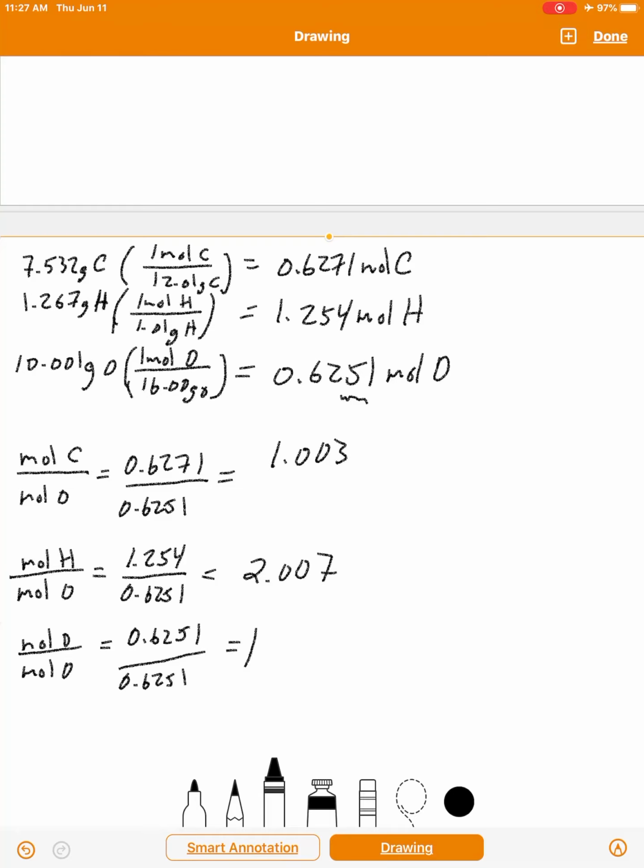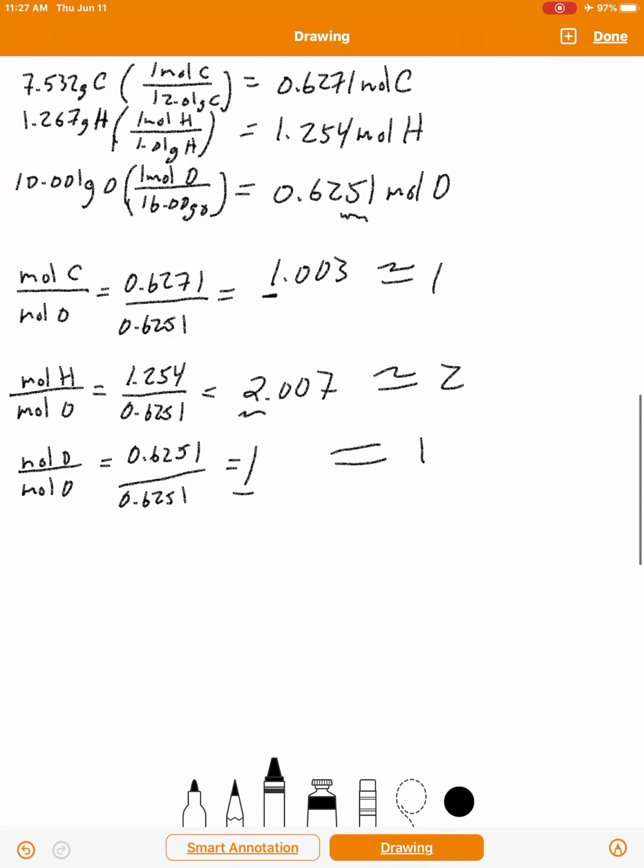Okay, so now here's where you're at. You just essentially round them to whole numbers. We know that the empirical formula should have whole numbers. So we would round this to a 1, this to a 2, and this to a 1. And then the empirical formula, you just take these numbers and make them the subscripts. So C, remember with chemical formulas, if it's a 1, we don't write anything. H2, and then again it's a 1, so we don't write anything. And that would be our empirical formula.